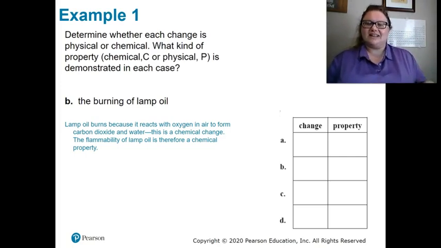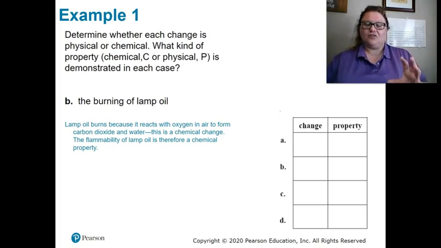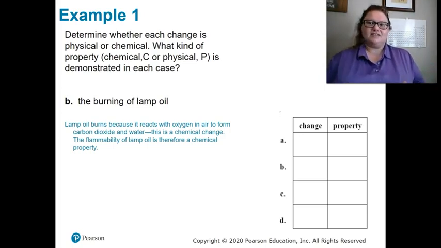So the flammability, which we label as the ability for something to burn, okay? So the words aren't similar in that they don't both start with B, but flammability is the name of the property. Burning is the name of the change, okay? But they are related. So this would be a chemical property. So this would be CC.